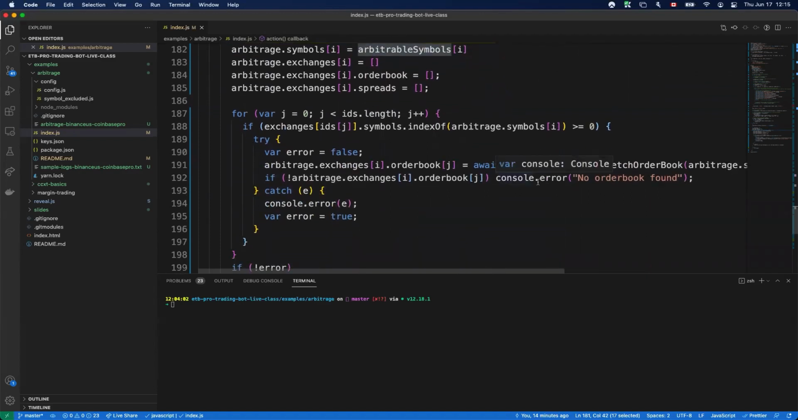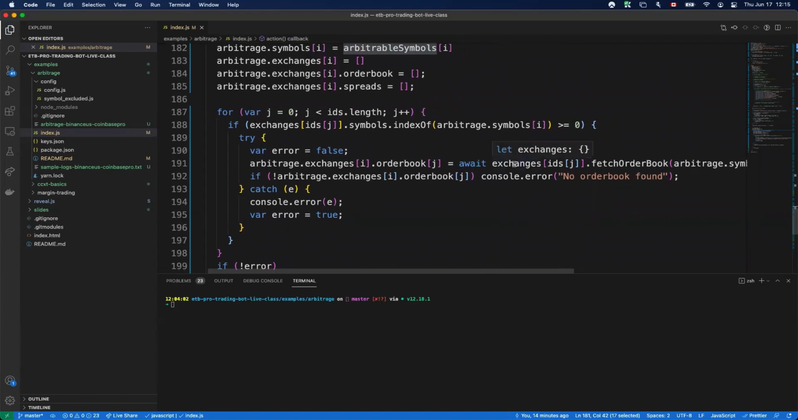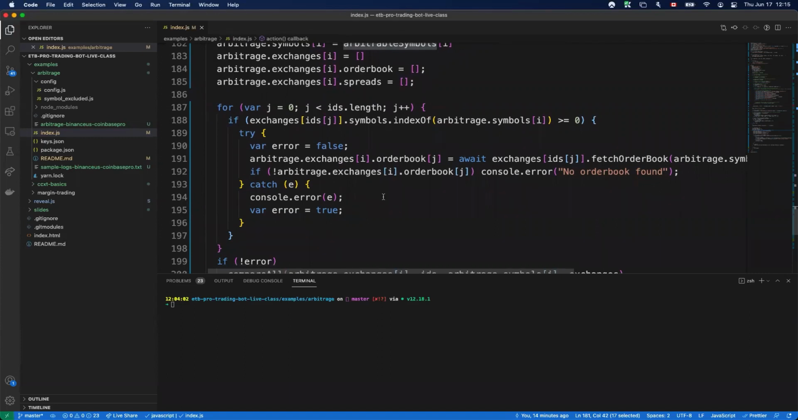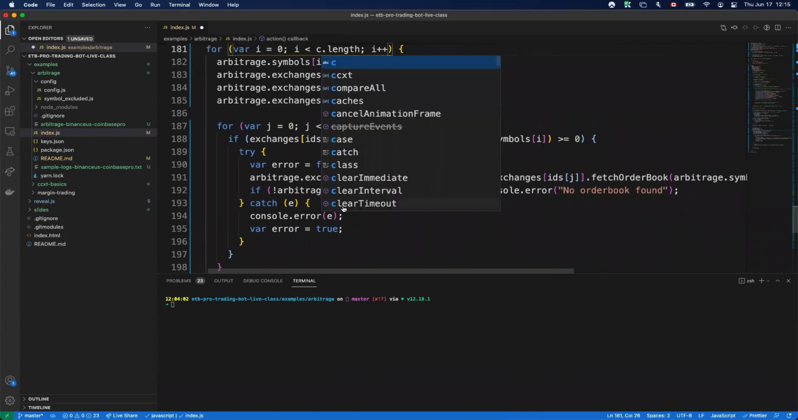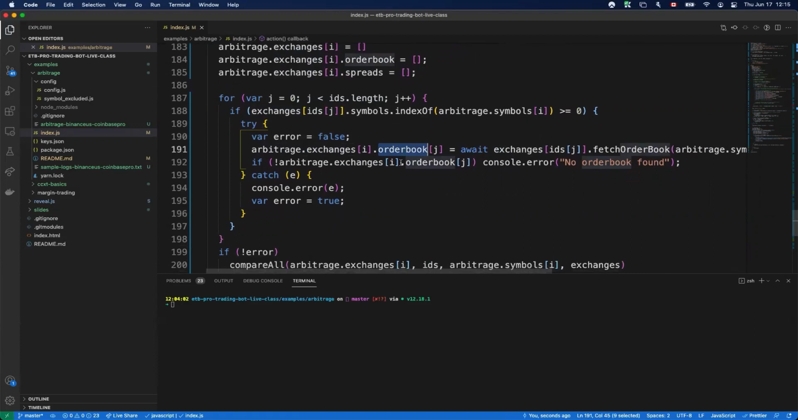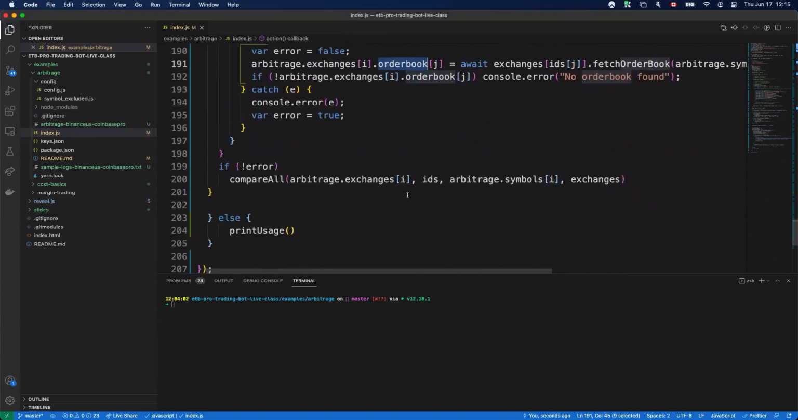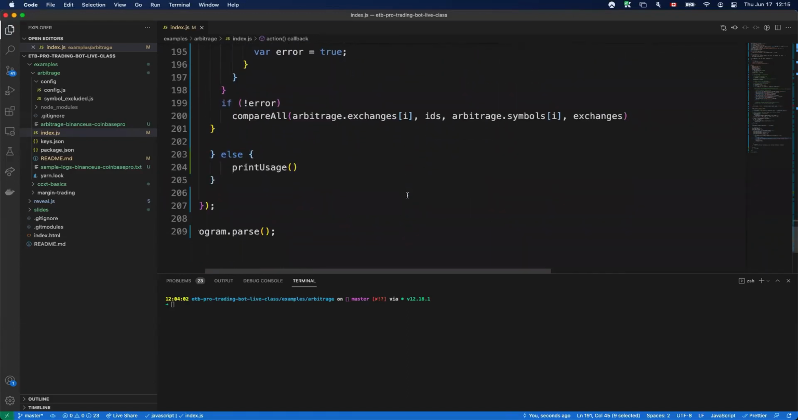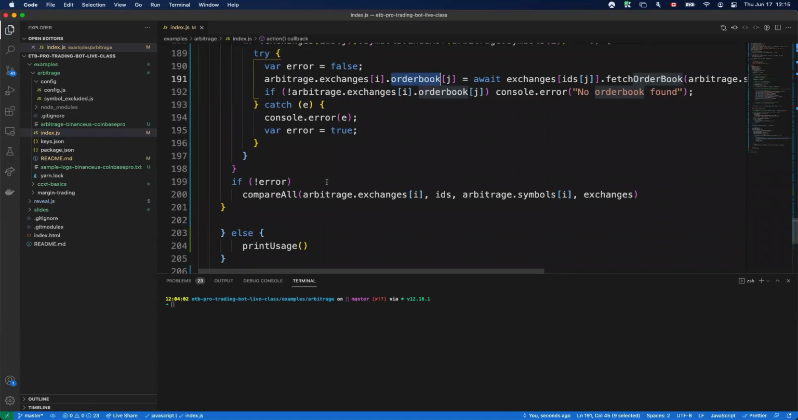After that, I'm fetching the order book for all the exchanges, given all the arbitrage symbols that I have. So this is like another call which is being made. If everything goes well, I'm going to have all the arbitrage exchanges' order book with all the order book data for each and every arbitrage symbol that I have. Right. So after we have this, the next step is comparing.